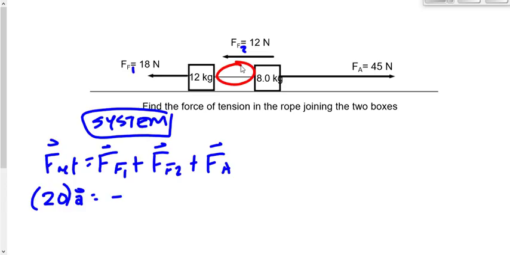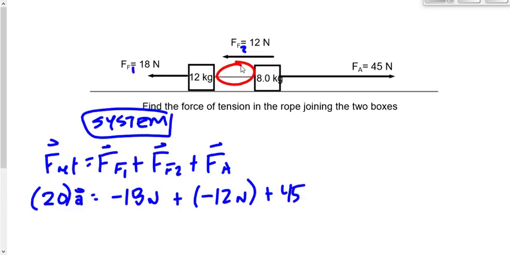FF1, we're going to make negative 18. We include that because although it's acting just on the 18, the force of friction on the 18 contributes to the motion of the system. So we're going to include that. Same with the force of friction acting on the 8 kilogram object. We're going to make that negative 12 newtons. And of course, the applied force of 45 newtons is acting directly on the 8, but that contributes to the motion of the whole thing as well.